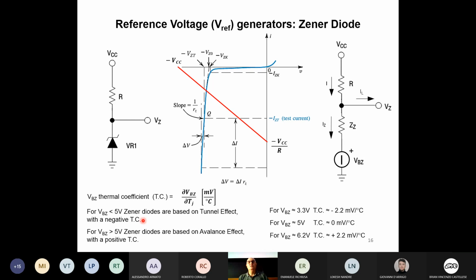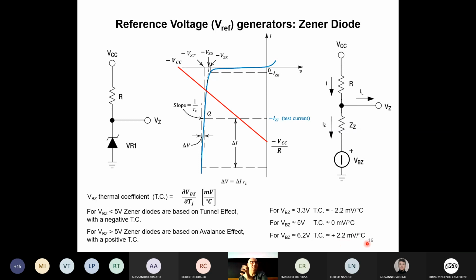So you take the data sheet, and what you will see more or less is that for a 5-volt diode, well, a 5-volt diode is working in both ways. So you have a positive and negative coefficient that goes to 0, and we are lucky. So with 5 volts, more or less, we have a 0 voltage variation with the temperature. Then the higher the breakdown voltage, the higher the variation. For instance, around 6.2 volts, we have a plus 2.2 millivolts per Celsius degree.